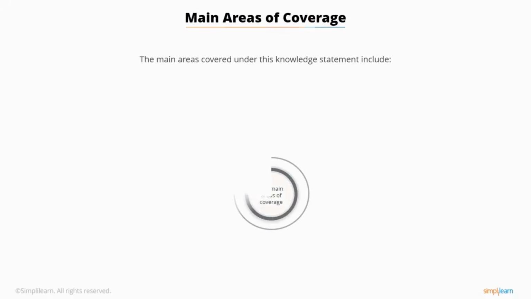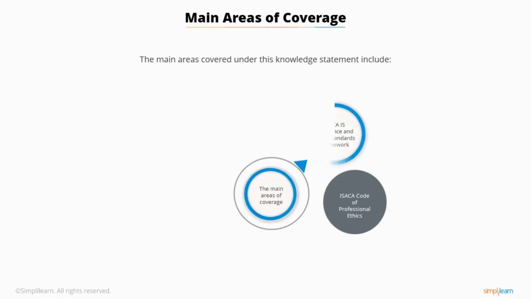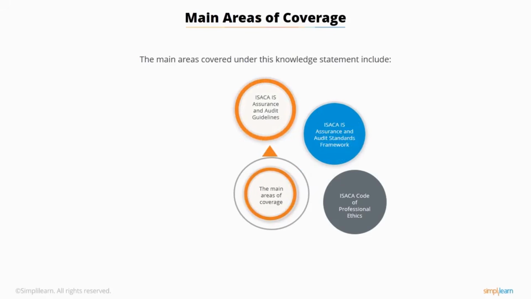Now the main areas that are covered under this knowledge statement include first and foremost the ISACA Code of Professional Ethics. That's important to keep in mind because ISACA will emphasize this in the CISA exam. You need to know the Professional Ethics Code and be able to apply it to scenarios that you're given. The ISACA Information Systems Assurance and Audit Standards Framework, as well as Information Systems Assurance and Audit Guidelines, will be covered, but in less detail than the professional ethics. In other words, for the framework and the guidelines, you need a general understanding.